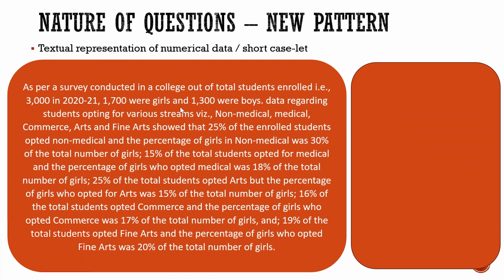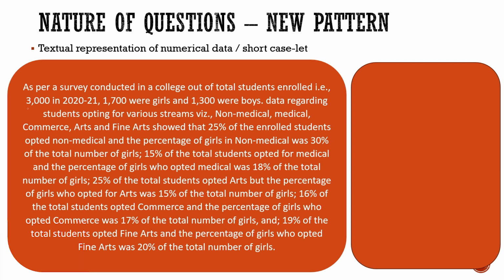But under the new pattern, as you can see, we have a small caselet here. So the entire numerical information is presented in the form of a story, right? And this particular story or caselet contains a lot of numerical information. I will read a few lines, like: as per a survey conducted. So this particular textual information is collected from a survey which was conducted in a college, out of students enrolled, that is 3,000.